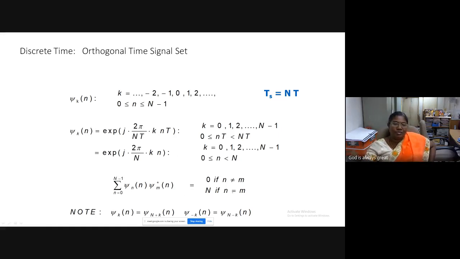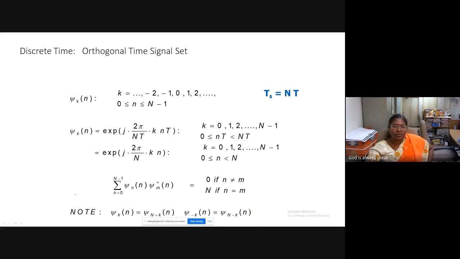The orthogonality is expressed in discrete time as follows: wherever you have the integral, it is replaced by a summation, n equal to 0 to N minus 1, of psi k of n into psi star of m of n. It will be equal to 0 when k is not equal to m. When k is equal to m, you get the value capital N. Orthogonal means when there is a different frequency, its value should become 0. When both are equal, its value should be equal to N. So this is the orthogonality expression.